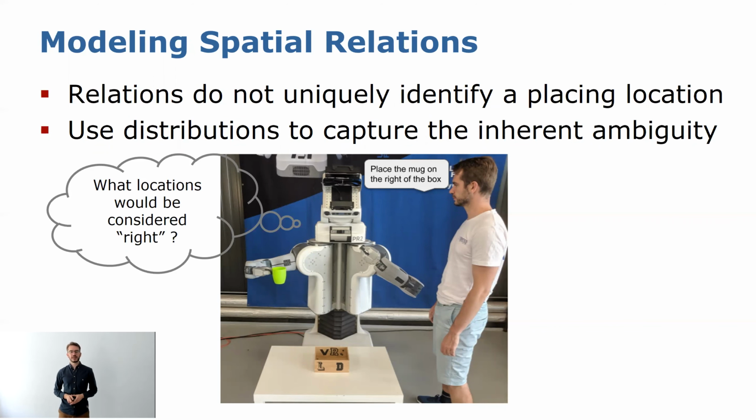But how do we define an object placing location? Usually, from spatial relations alone, it is not possible to know at which exact location a user would like to place an object in relation to another. The definition of a spatial relation, such as right of, could also change from one user to another. In this example, all of this region could potentially be a valid placement for right of the box.